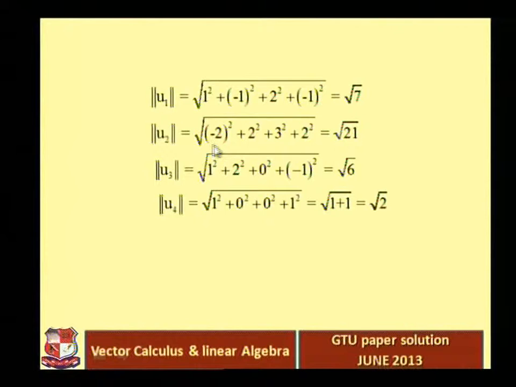Norm u2. u2 is what? (-2, 2, 3, 2). So norm u2 is equal to under root -2 square plus 2 square plus 3 square plus 2 square, that is equal to under root 21. So this is 4 plus 4 plus 9 plus 4, so that is 21. Under root 21. Norm u3, u3 is (1, 2, 0, -1). So norm u3 is equal to 1 square plus 2 square plus 0 square plus -1 square, that is equal to under root 6.